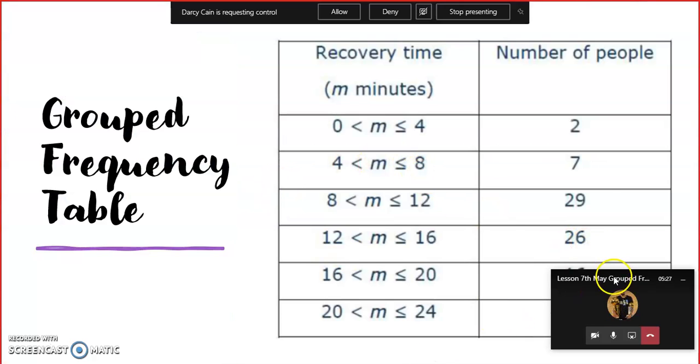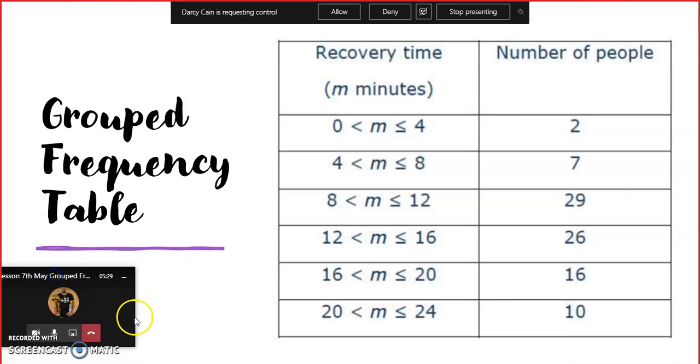Okay, so a grouped frequency table is pretty much something like this. You'll be able to see it is very much similar to the frequency table. On the left hand side is our data category, which usually means a range. On the other hand, we will have the frequency. Sometimes it's represented as just frequency. Other times it can be the number of people or number of times. So it means the same thing.